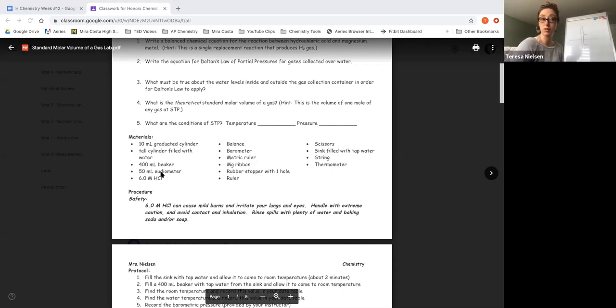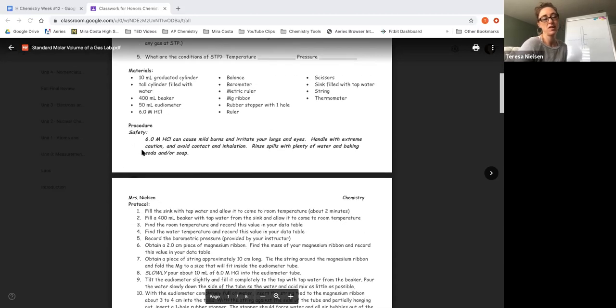You'd be working with 6 molar hydrochloric acid, which is pretty concentrated. Balance, a barometer. We would look up barometric pressure for the day. I'll give that to you. Metric ruler, magnesium, a rubber stopper, a ruler, scissors, a sink, string, and a thermometer. So these are the materials you would use. And if we were working in the lab with this, I would warn you heavily: 6 molar hydrochloric acid is very concentrated. It's probably the most concentrated I'll ever give to you as a student. So be careful if you ever get 6 molar hydrochloric acid.